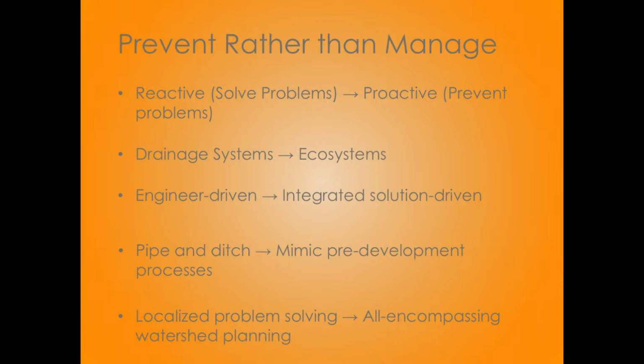So some of the changes that we need to see: rather than solve drainage problems, we need to try and prevent the drainage problems from happening. Rather than designing a drainage system, try to have a full ecosystem. Rather than development being engineer-driven, have an integrated solution that drives future projects. And rather than a pipe and a ditch or strictly a dual drainage system, let's try and mimic a pre-development condition as it is in the upstream and downstream locations. And rather than relying on the end-of-pipe BMPs to solve all the problems, try a complete watershed planning strategy.